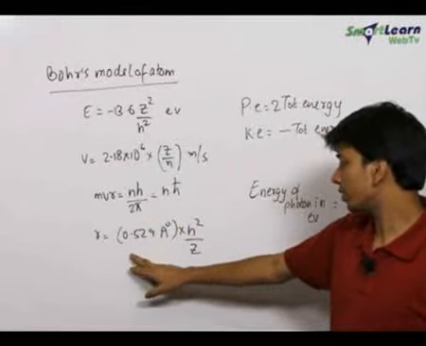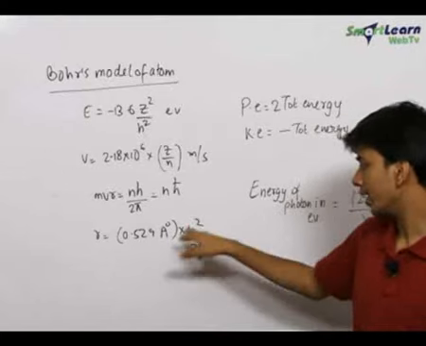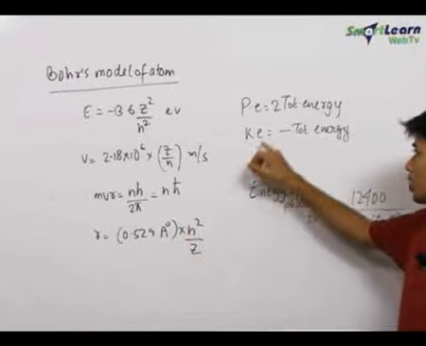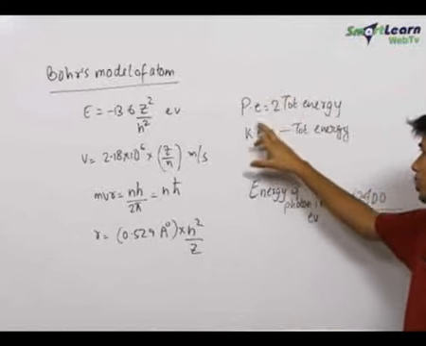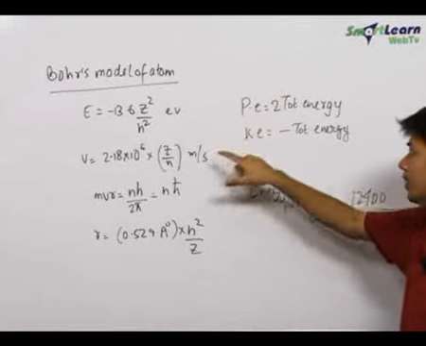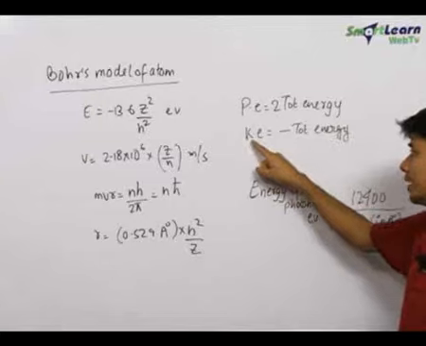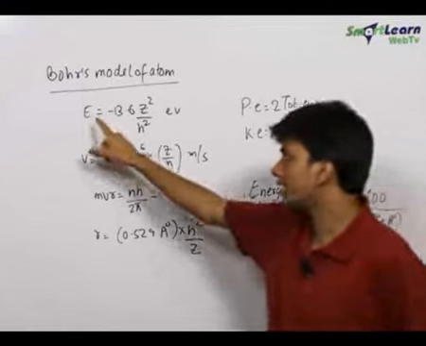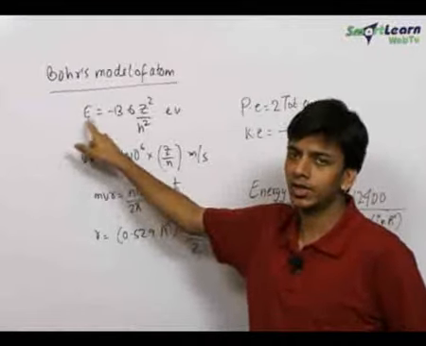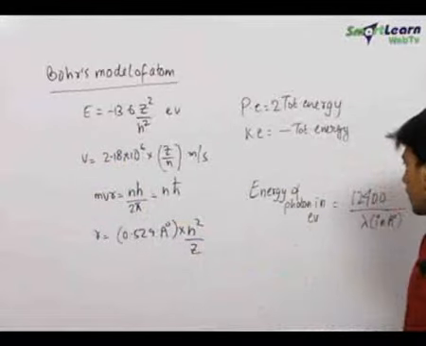The radius of the nth orbit is given to be 0.529 angstrom into n square upon Z. You should also remember these small things, that the potential energy of an electron in a particular orbit is equal to 2 times the total energy, and the kinetic energy is equal to minus of total energy, where the total energy is given by minus 13.6 into Z square upon n square electron volts.